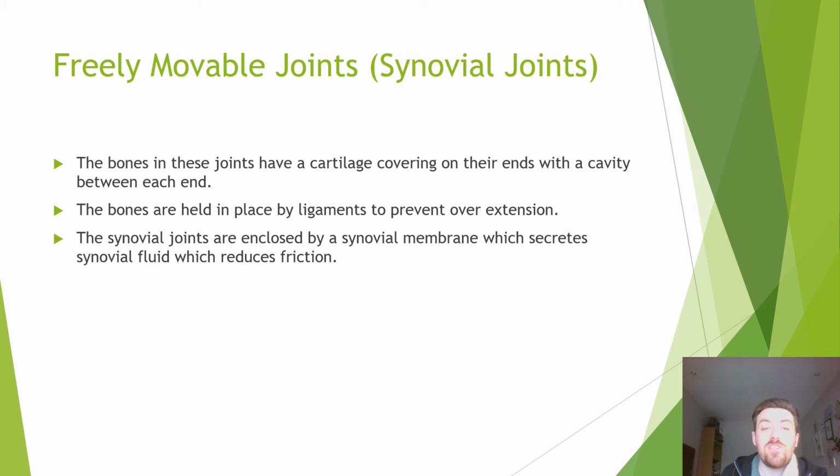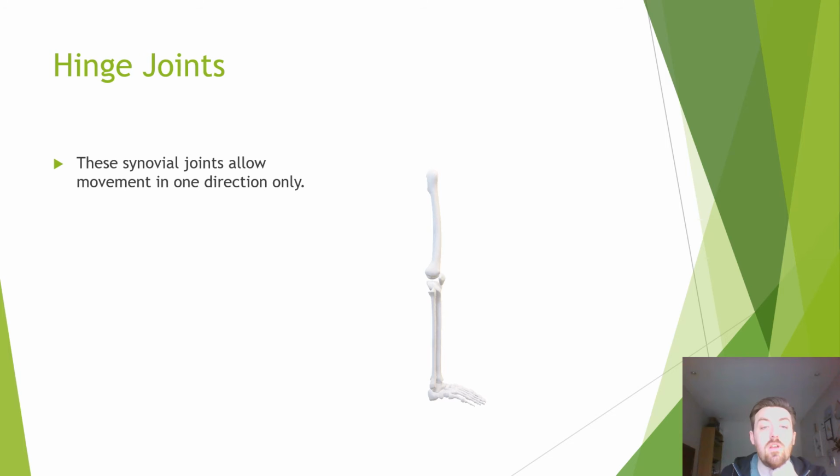The synovial joints are enclosed by a synovial membrane. This secretes synovial fluid, and its role is to reduce friction. Because freely movable joints are the joints in your body that move the most, they are liable to a lot of friction, and therefore need this lubrication to help them not damage each other. All right.